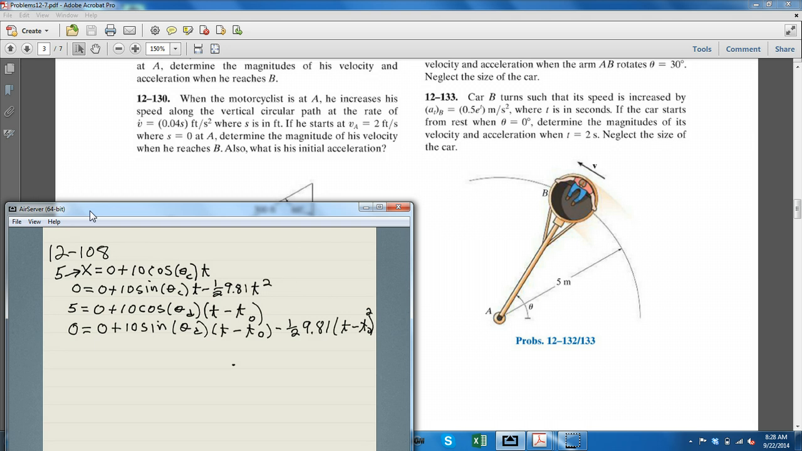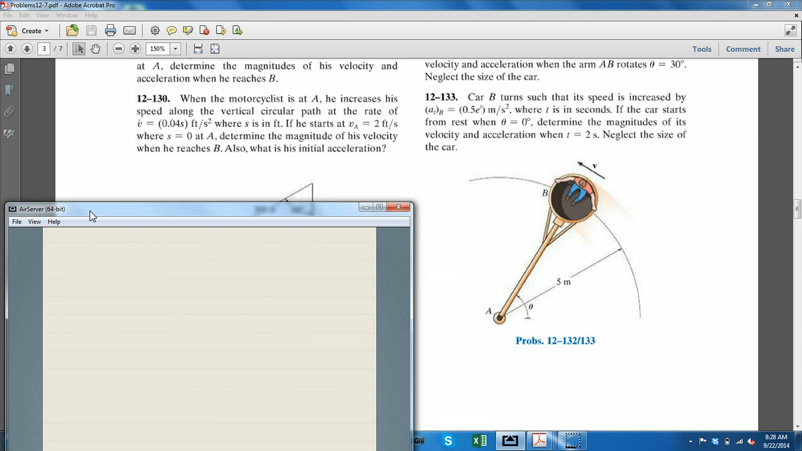Okay, let's write some equations down, right? Okay. New page. This is 12.133. Okay. 12.133.